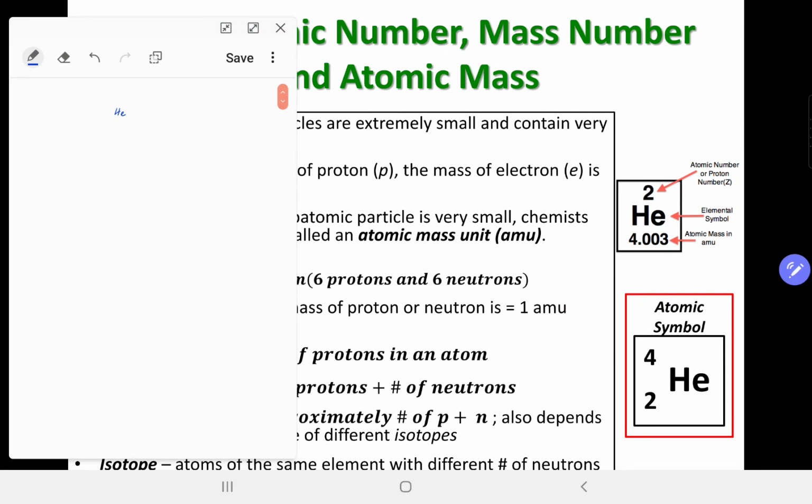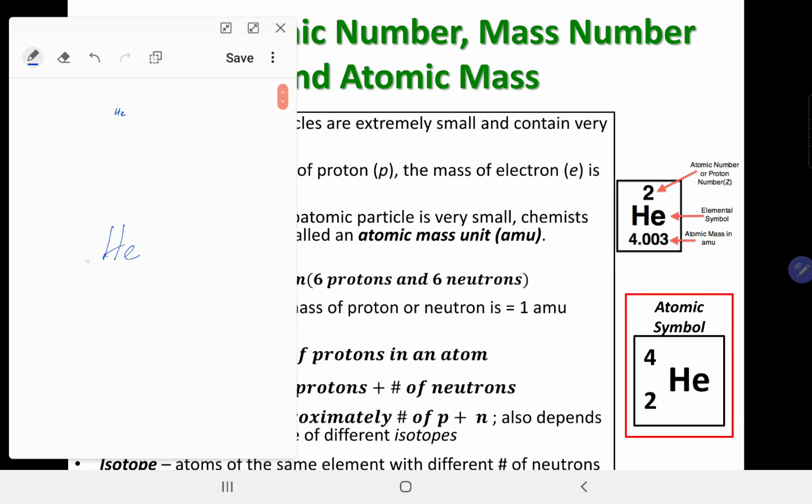For any element, let's take helium as an example. That is the same element that you have in your slide. Let's take helium. When you take helium as an example, it has an atomic number.